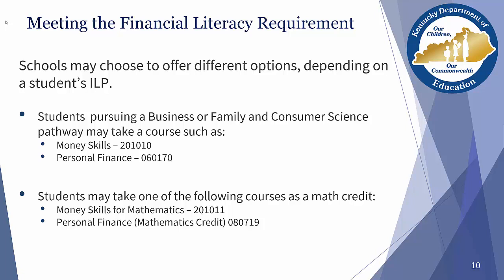Another option that schools may want to use, we know that we have an option now for a personalized fourth math credit. So schools may choose to provide these standards as a math credit. There are 2 courses that you can see listed here, Money Skills for Mathematics and Personal Finance, that can be offered as a math credit. This can be taught by business and education teachers or math teachers. So another option that schools may choose to use. Delivering it in this option, students will have access, there'll be enough time to teach to the rigor of those standards.